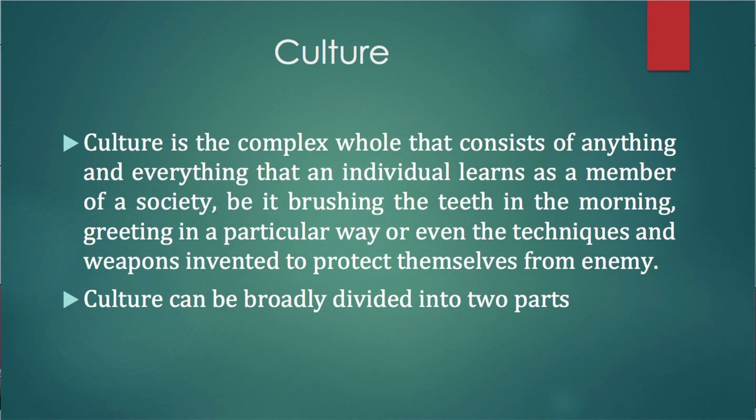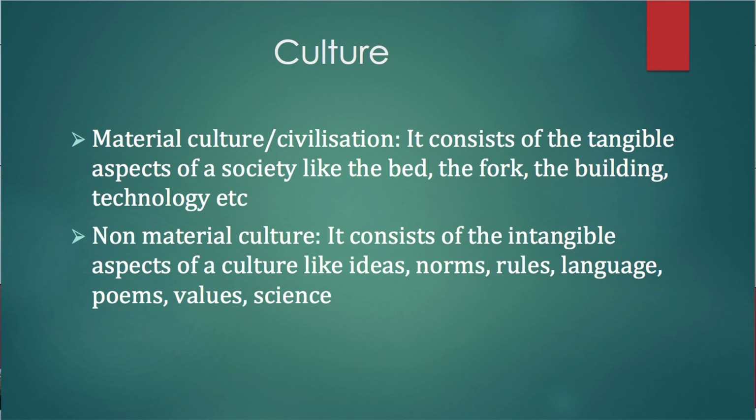Culture can be broadly divided into two parts. Material culture, also known as civilization, consists of the tangible aspects of society like the bed, the fork, the building, technology, etc. And the non-material culture consists of the intangible aspects of a culture like ideas, norms, rules, language, poems, values, science, etc.